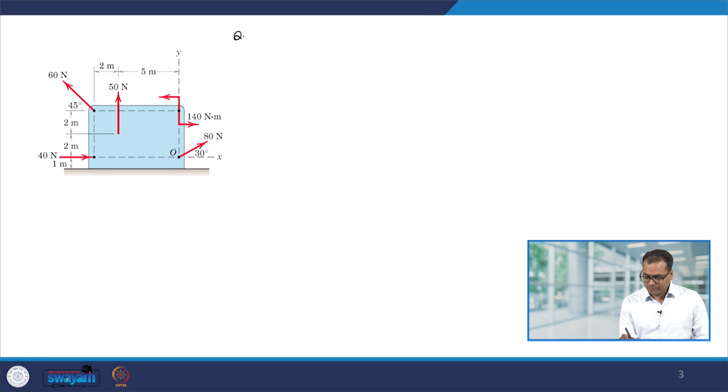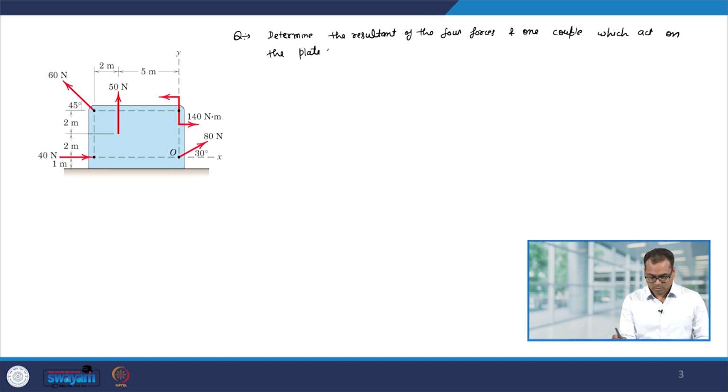The problem statement is: determine the resultant of the four forces and one couple which act on the plate shown. In this example, you can see that there are four forces acting on this plate and also a couple. We have to find out what is the resultant of these forces and the couple.